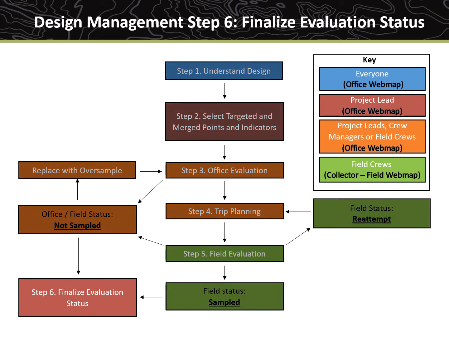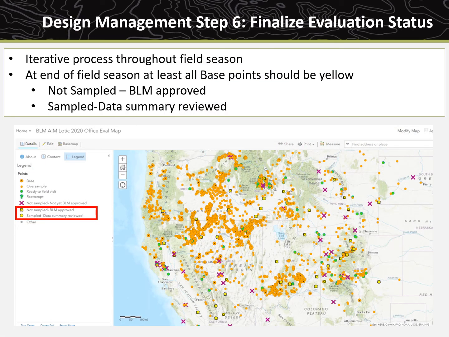The final step in the design management process is to finalize the eval status and reason not sampled for each point in the sample design. This is an iterative process throughout the field season, but at the end of the season, at least all base points on the web map should be yellow and have an eval status of not sampled, BLM approved, or sampled, data summary reviewed. When this is finished, the National AIM team should be notified so that they can ingest the data into their database.